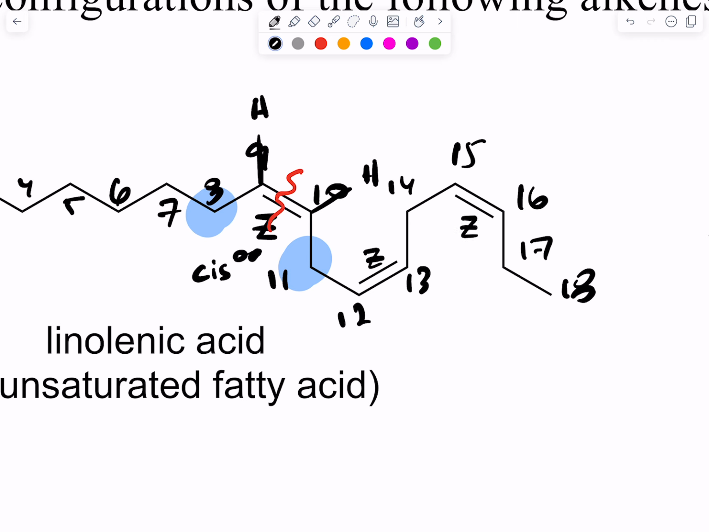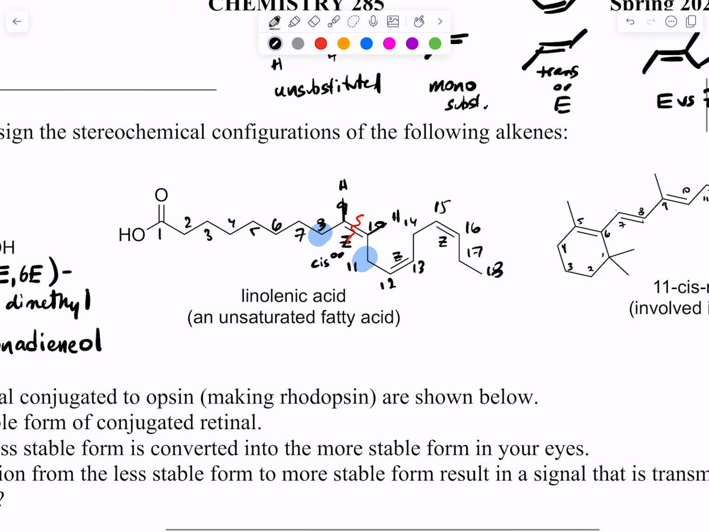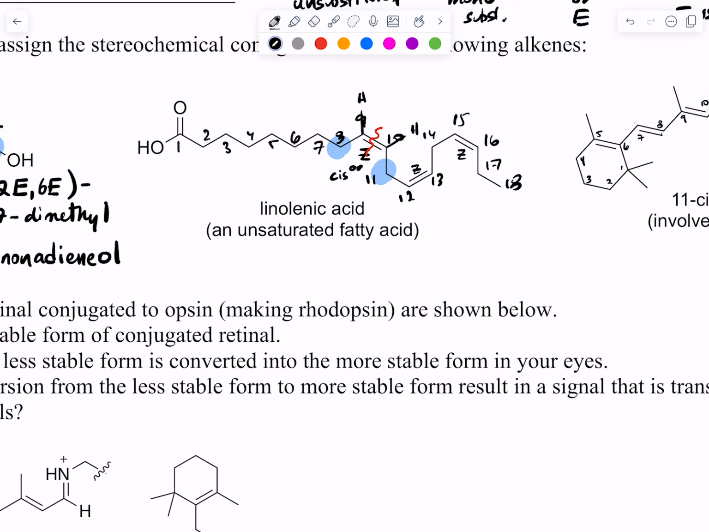Yeah? I know this is where it gets to the point where there's no reason to name it, but can you name it for us, please? Okay. Would I expect you to name it? No, because I don't actually know the root for 18. But if you could, it would be a 9Z, 12Z, 15Z, 9, 12, 15 trienoic acid.